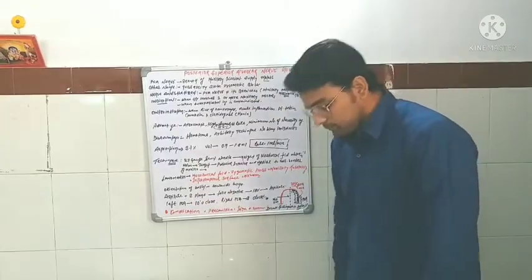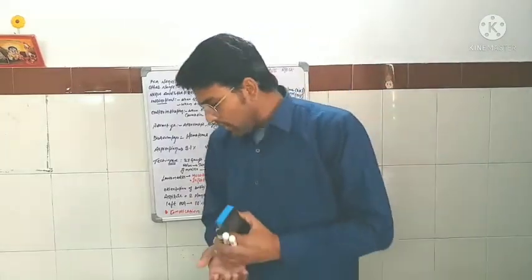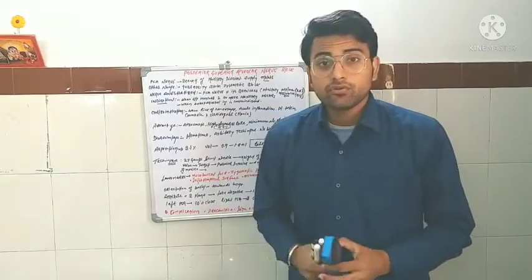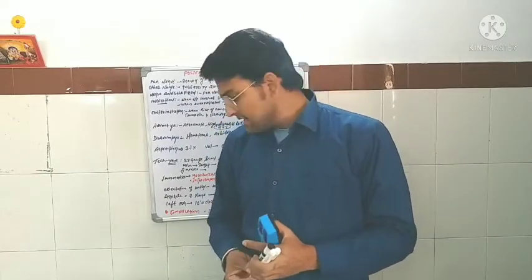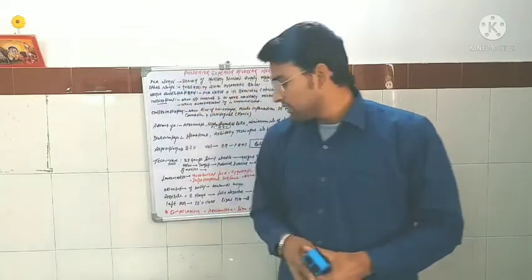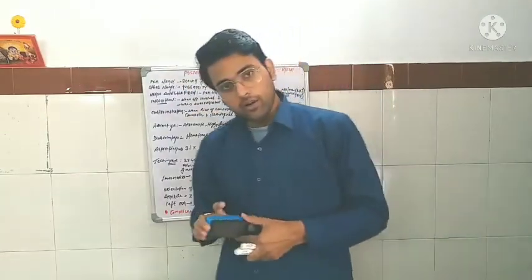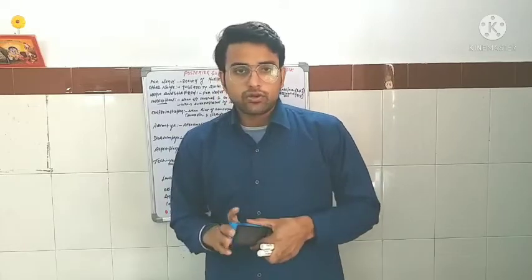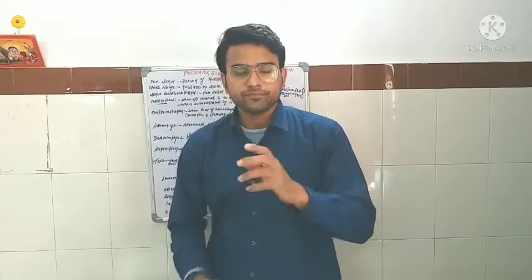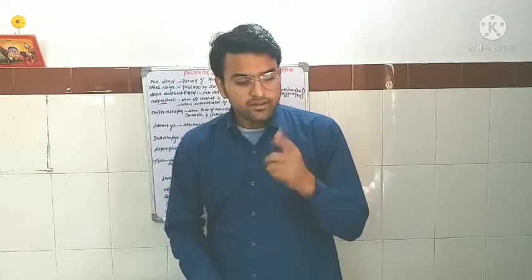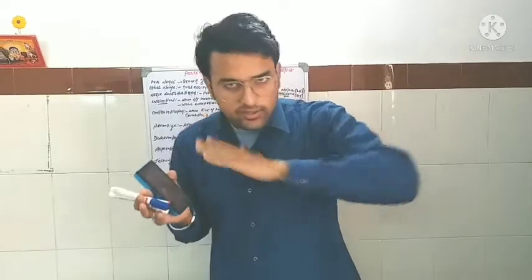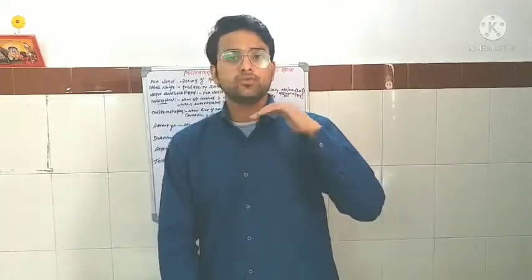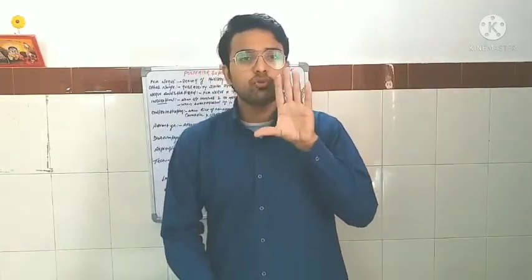Now the technique. For the technique, we should know that we take a 27 gauge needle, and that is approximately a short needle. After taking the short needle, we should palpate the area. Okay. How will you palpate? The patient should be on the dental chair, lying supine, and his mouth should be opened.